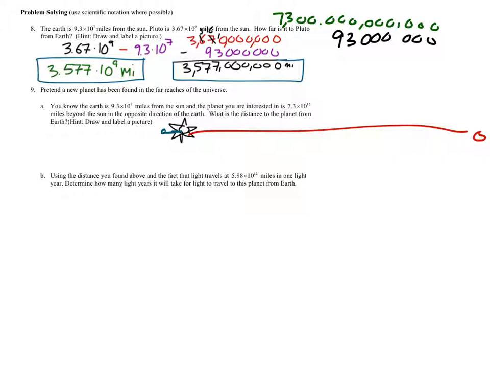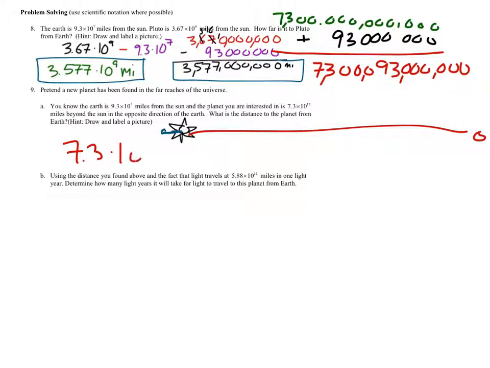So when we add these, it will tell us the distance the planets are from each other. So that's 7,300,093,000,000. Let's count: 1, 2, 3, 4, 5, 6. Oh my gosh, now that's a pretty big number. Why is that number so big? Let's change this into scientific notation.